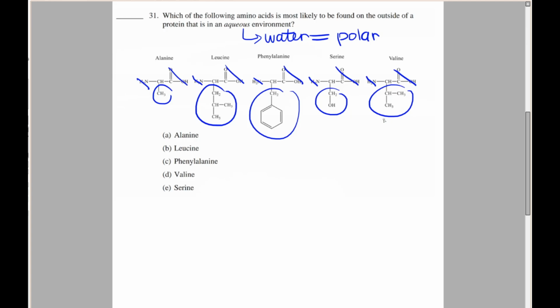So in this case, the most polar side chain will be the one that serine has because we have this OH group, and an alcohol group, which is an OH group, is pretty polar. It looks similar to water because it has an oxygen and a hydrogen. So that's a good hint to its polarity. So the answer to this question will be serine, which is E.